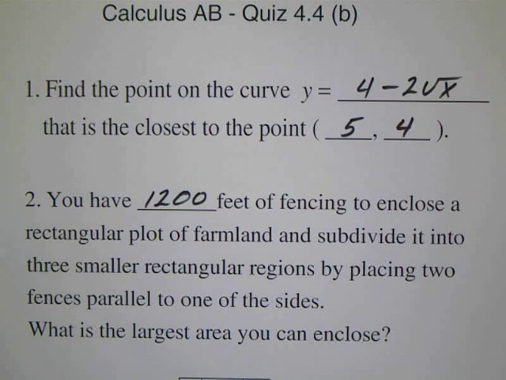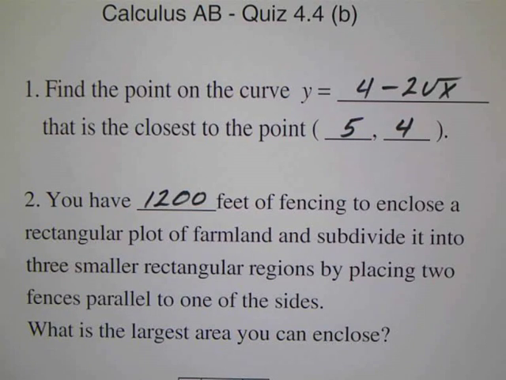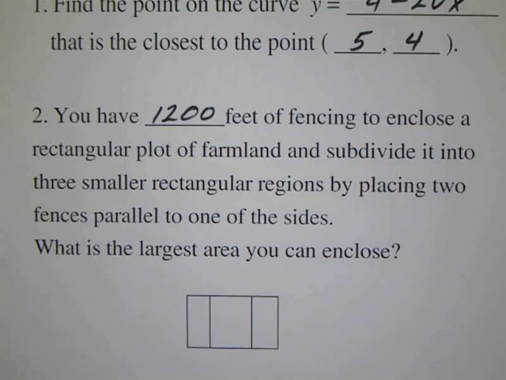So again, here's quiz 4.4b, and number 2 we're going to deal with, and this is kind of a variation on the river problem where we have a rectangle and one side's on the river and the other three sides we want to fence. Well, this is going to be a little bit different. You have 1,200 feet of fencing to enclose a rectangular plot of farmland and subdivide it into 3 smaller rectangular regions by placing 2 fences parallel to one of the sides. What's the largest area you can enclose?